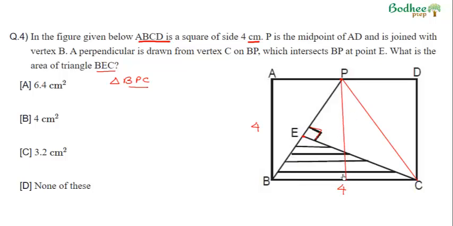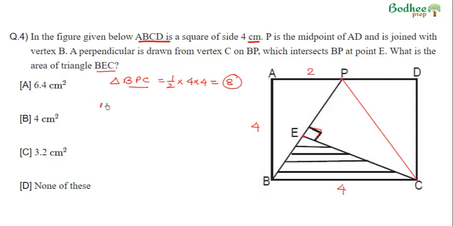Both will be parallel and equal. So we can say that the height of this triangle is also equal to 4. So clearly the area of this triangle will be half base into height, which comes out to be 8, right? The entire area is 8. Now, since P is the midpoint, we can say that this is equal to 2, correct?